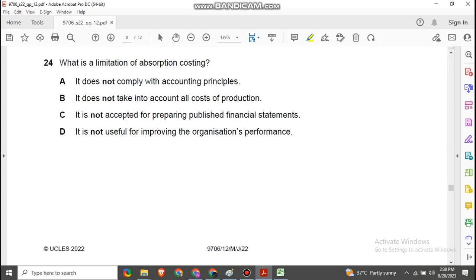And the last one, it is not useful for improving the organization's performance. Yes, it is true that absorption costing does not help in improving the performance of the organization, because it takes into consideration historical data and only calculates how much it costs and what the OAR is. So technically it does not help.